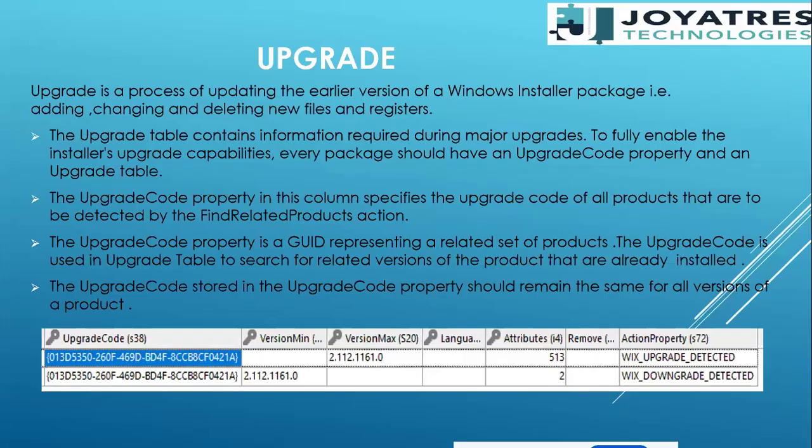For example, if a particular system has version 2.113 installed, and you try to run this application, it is not going to work. Why? Because the maximum version we have mentioned in attribute 513 is 2.112. So it will not go above 2.112. Whatever the upper version is, any version other than this, it is not going to upgrade, and it is going to fail there.